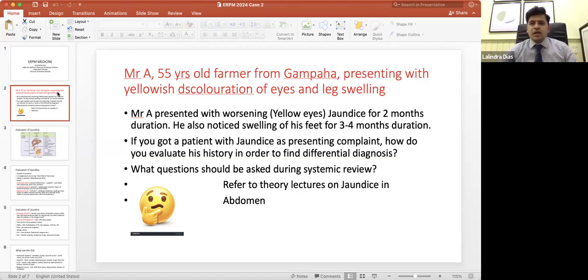Presenting complaint. And also you have to ask the presenting complaint duration. So Mr. A says, doctor, my eyes are all yellow. And also when I pass urine, that is very dark in color, and I also got swelling of my feet. That is why I came to the hospital.